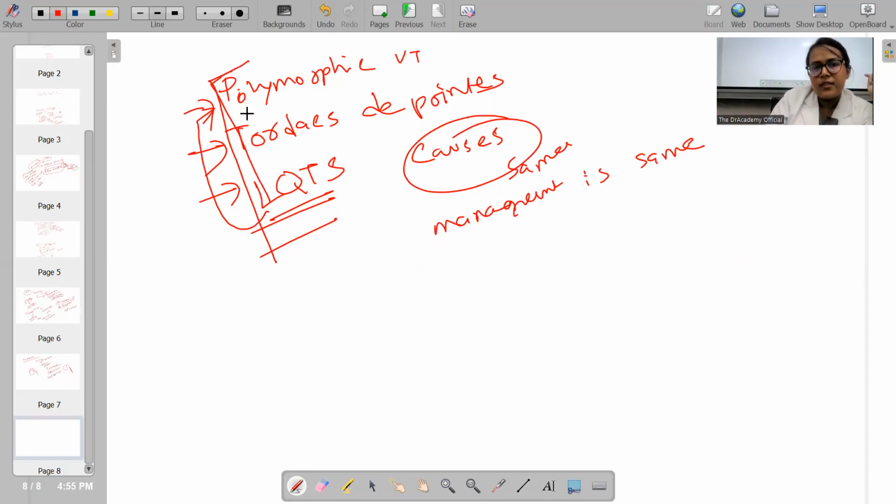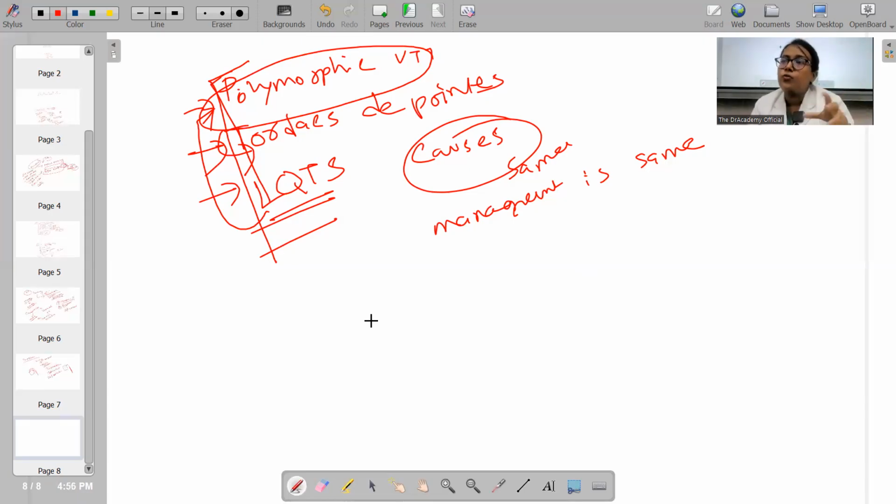Torsades de pointes and polymorphic VT: broadly speaking, polymorphic VT has different varieties, and torsades de pointes is one type. There is twisting of the ventricular contraction around the axis. It will be a broad complex tachycardia, like VT, but the morphology will vary. That's why this is known as polymorphic VT.